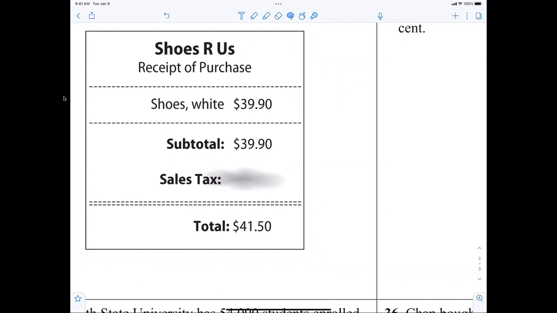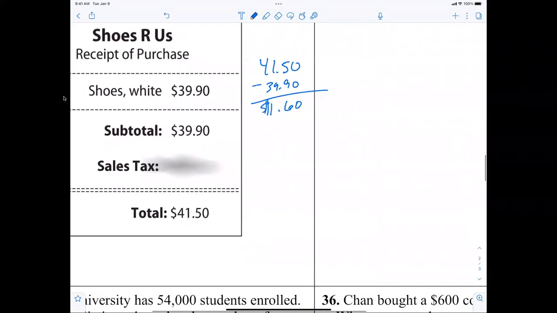Wow, that's really smart, bud. How did you get that though? Yeah, the 41.50, everybody needs to write this down. The 41.50 minus the 39.90 gives him $1.60. That was pretty impressive, actually. So he paid $1.60 in tax. Right? So now what do I do? Kind of hard now, right?